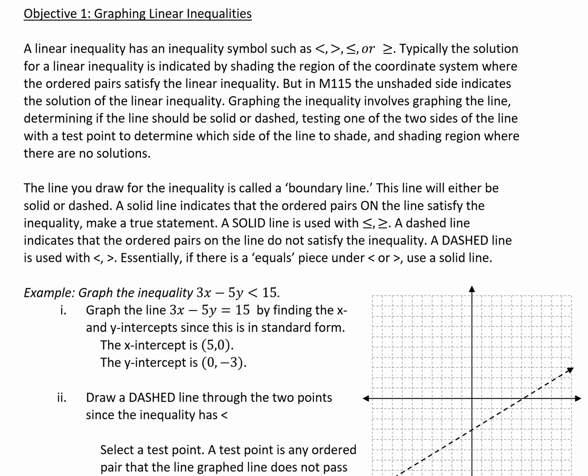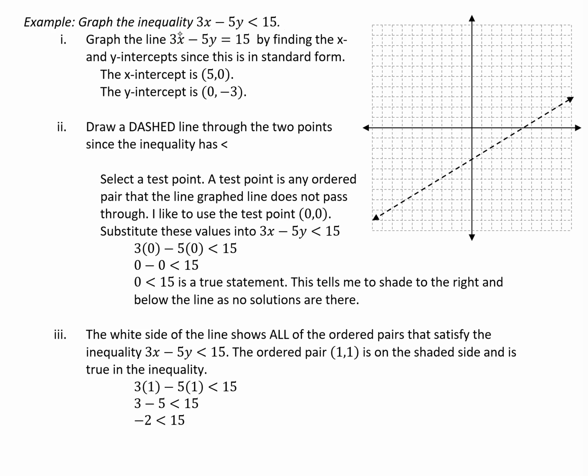Let's take a look at an example. The example says, graph the inequality 3x minus 5y is less than 15. So the first thing I need to do is graph the line. When I graph the line, I notice that this is in standard form. We have 3x minus 5y equals 15. In standard form, it's easiest to find the x and y intercepts. In this case, the x-intercept is (5, 0), and the y-intercept is (0, -3).